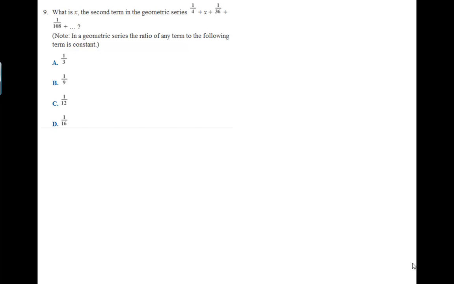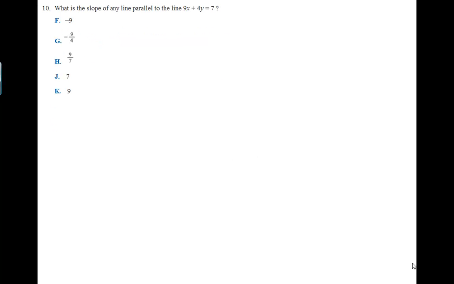Geometric series, 1/4 plus x plus 1/36 plus 1/108, blah, blah, blah. Let's put two terms side by side, 1/36 and 1/108. The question is, what did I do to get from one to the other? I multiplied by 1/3. So I know that's my general rule. So starting at 1/4 then, I could take 1/36 and go backwards, but it makes more sense to me to go 1/4 times 1/3 is 1/12.